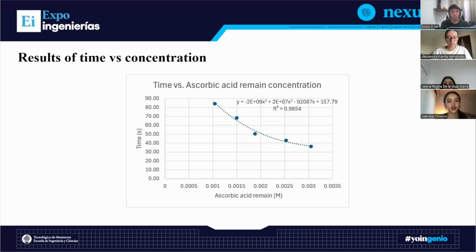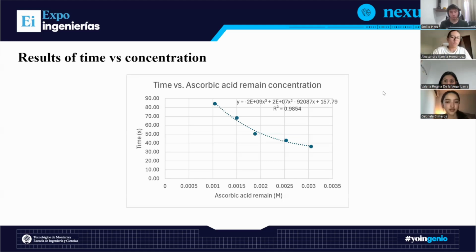To determine the reagent concentrations needed to achieve the reaction in 80 seconds, we use the data from experiment 3, but adjusting the concentrations of the initial solutions. Then, based on the model that we got, the required ascorbic acid concentration should be 0.001 molar, with 18 milliliters of water in each beaker.